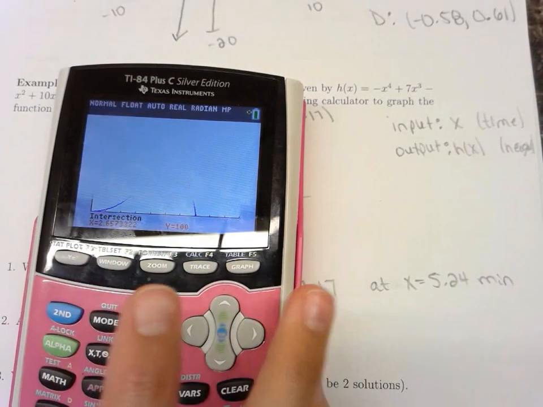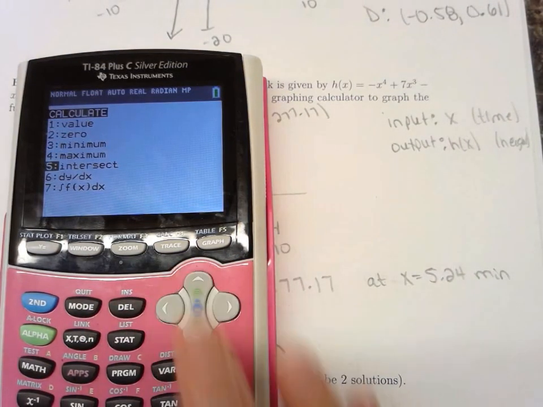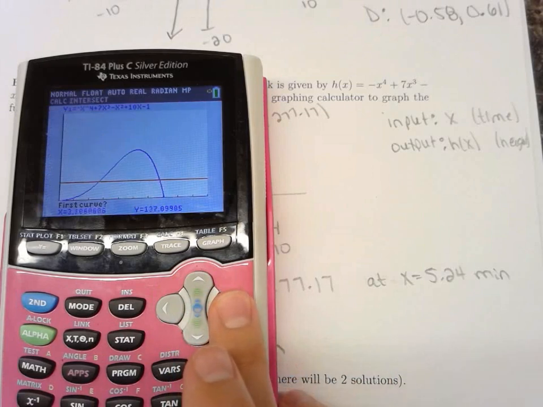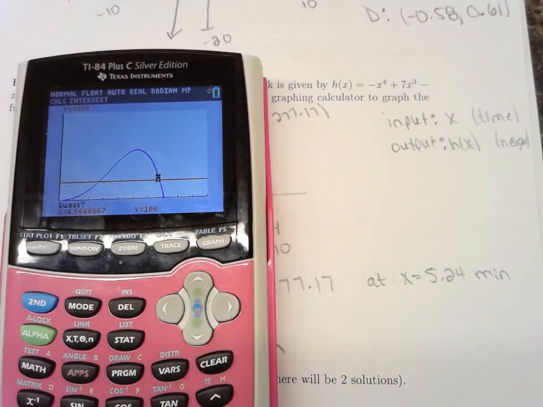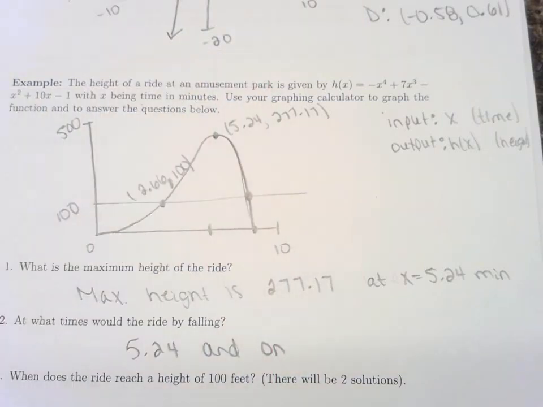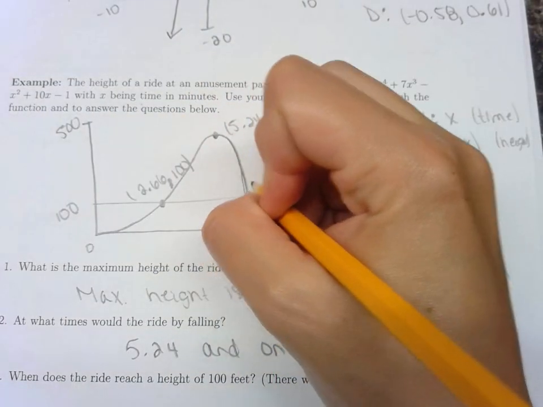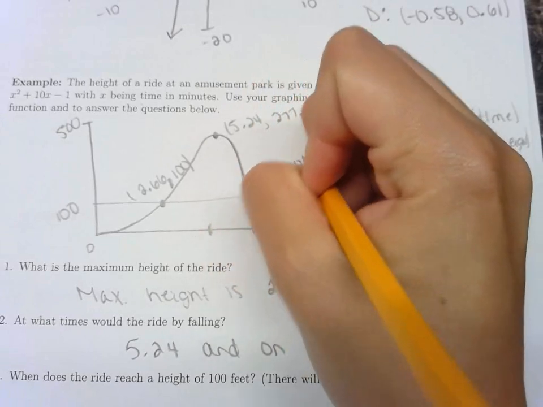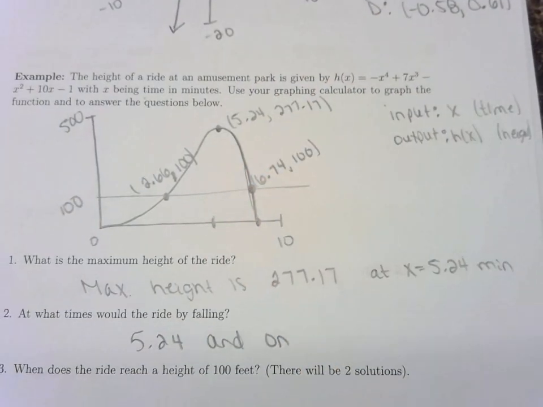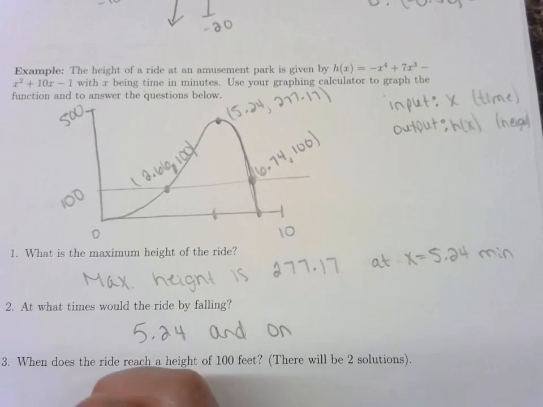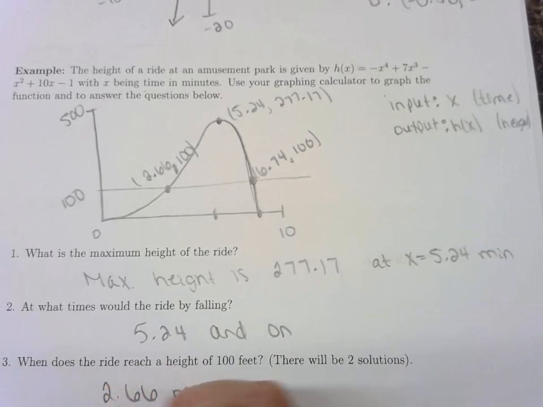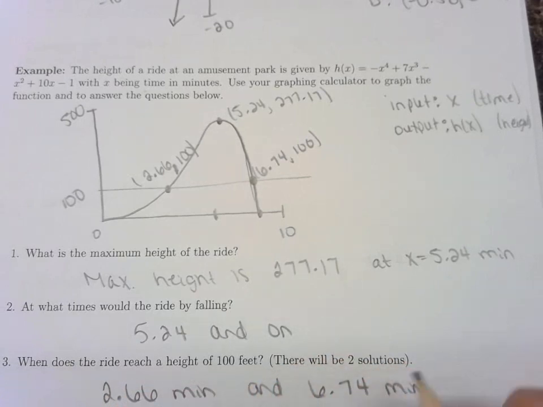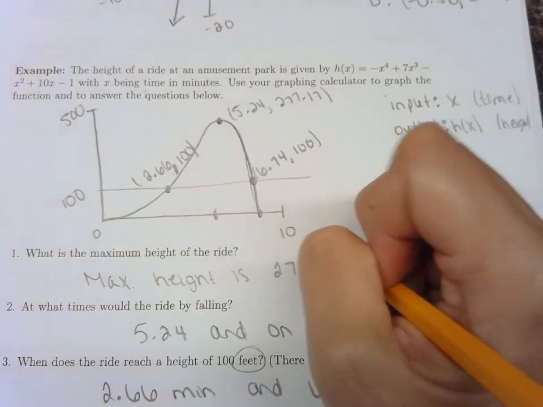Again, we're going to use the intersect feature. We're going to go over to this point and hover. Enter, enter, guess. It looks like 6.74, 100 approximately. So it says, when does the ride reach a height of 100 feet? So at 2.66 minutes and 6.74 minutes. And it does say it's in feet, so we can go ahead and fill in feet here.